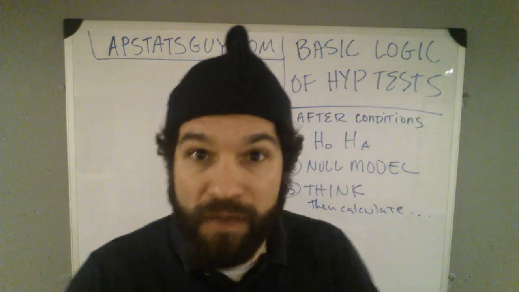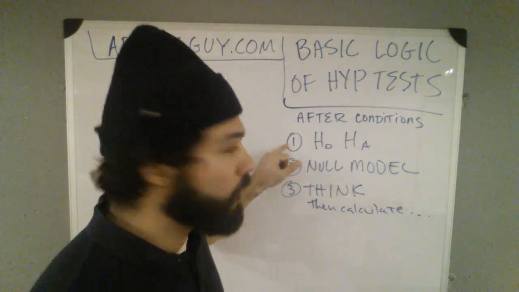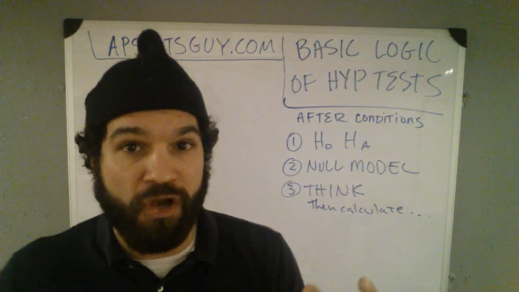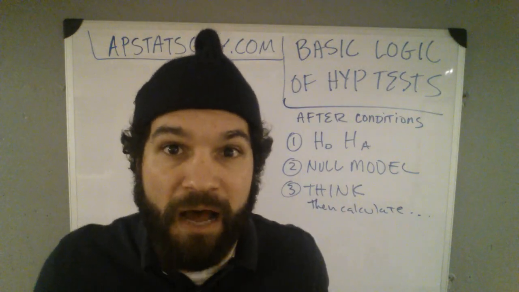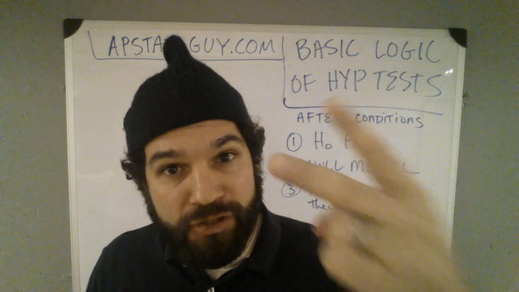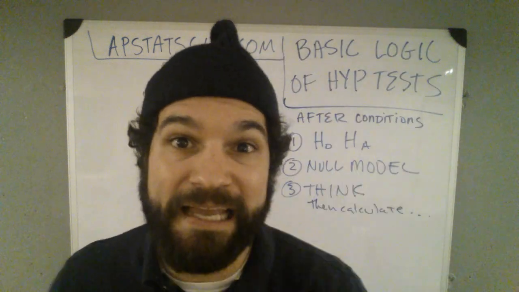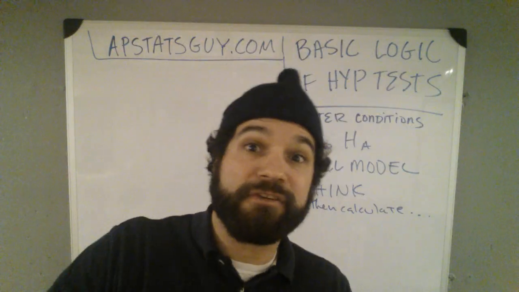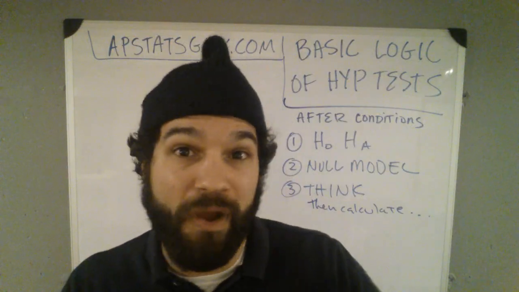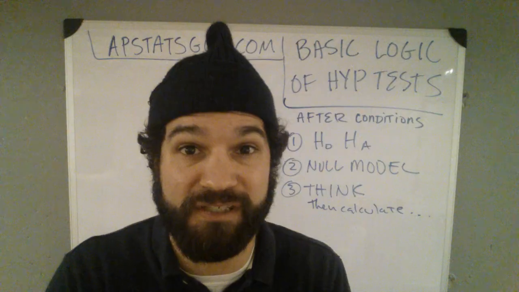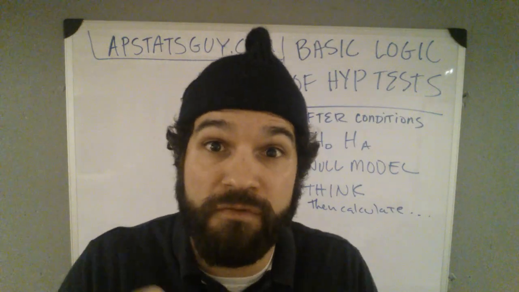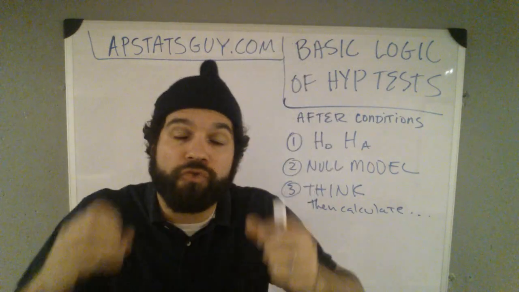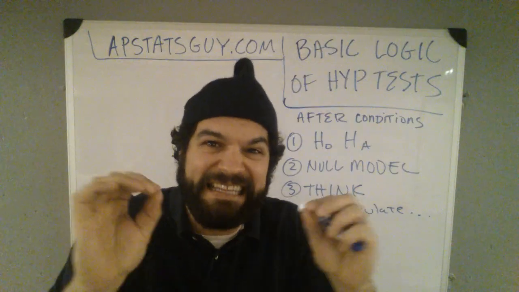Here are the 3 steps. Okay, obviously, you start out with the Ho-Ha. Write your null and your alternative. You need a null and an alternative hypothesis, so write them. Step 2 is the key. You have to draw a null model. Whether it's a 1 prop, 2 prop, chi-square, any kind of hypothesis test you're doing is going to have some sort of null model. Draw the null model and label it.